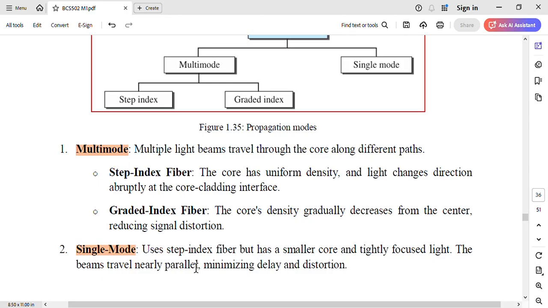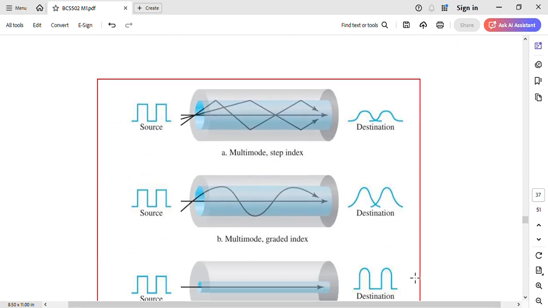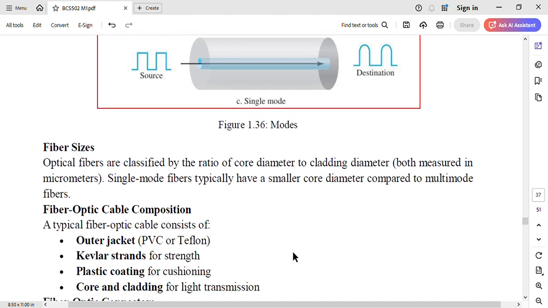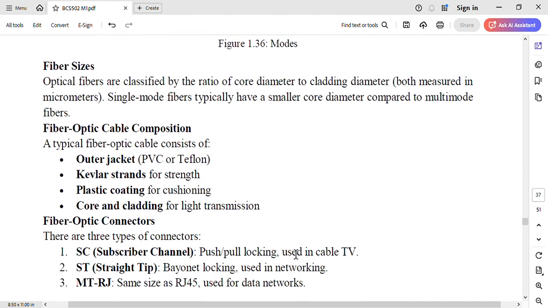Single mode uses step index fiber but has a smaller core and tightly focused light. The beams travel nearly parallel, minimizing the delay and distortion. So this is multi-mode step index, how the refraction happens, then multi-mode graded index, and then single mode.